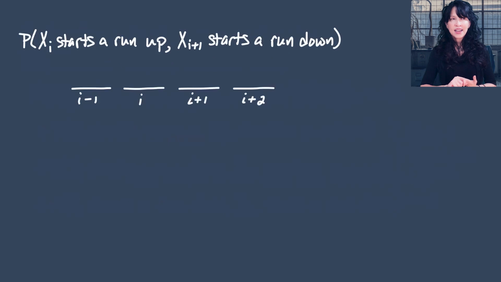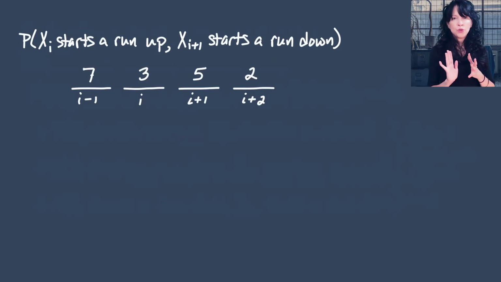If I want X sub I to be starting a run up, then I need to be coming down before I hit X sub I, because I want it to start a run up. So I need a number here that maybe then goes down to a number here. And then I want to go up, so a larger number here. And then I want to go down again, so a smaller number here. As I already mentioned in this video, you should not be doing this with integers. To talk about runs up and down, it's a whole different ugly mess because there are ties.